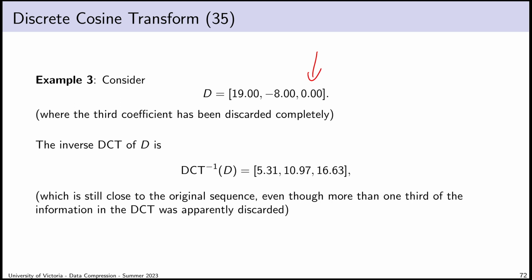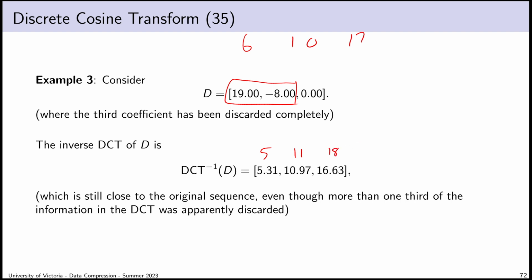So I'm completely removing one of the pieces of information and rounding the other two to integers. So I could store this in 2/3 as much space as I was using for my original sequence, which was 6, 10, 17. So I'm now storing two values instead of three. The inverse DCT is this, which if I round to integers is 5, 11, 18. So it's off by a little bit.